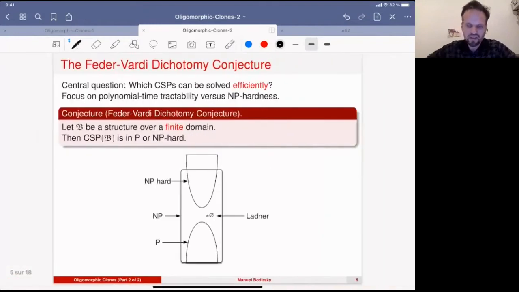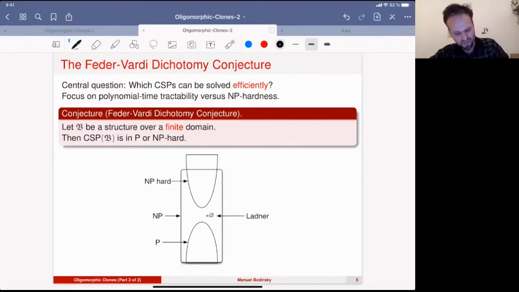So the central question is which of those CSPs can be solved in polynomial time, can be solved efficiently, and for this we have to understand when they can be solved in polynomial time. And if you want to understand this, you also want to understand when you don't expect to have such an algorithm. So we want to understand when these problems are NP-hard.